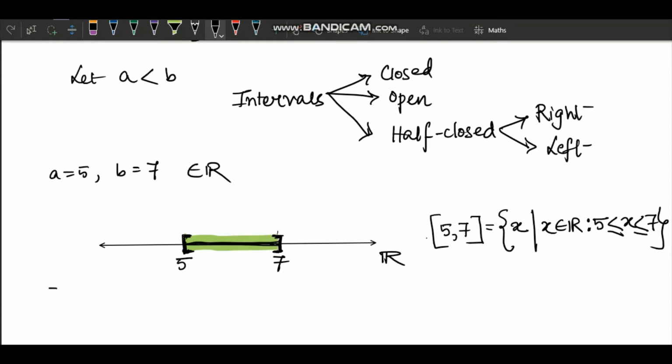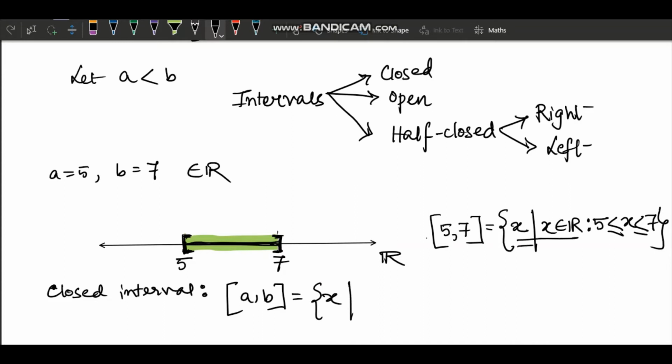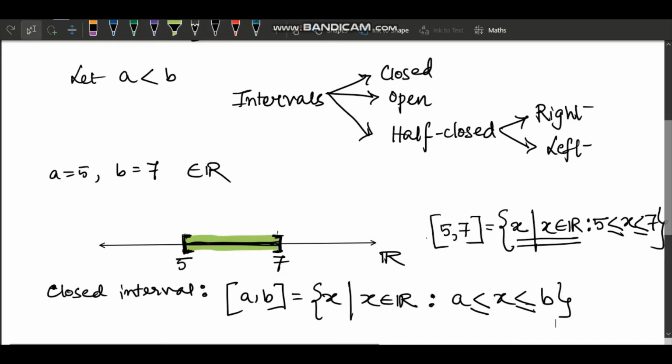If I have to write a closed interval formally, it can be written as closed interval AB. I have considered A to be less than B. It is the set of all those numbers. So you see, this is a subset of the set of real numbers, right? It is the set of all those numbers which are greater than or equal to A and less than or equal to B.